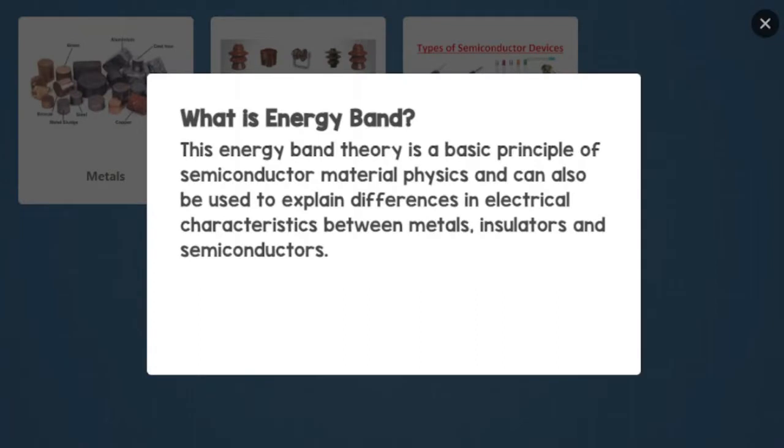What is energy band theory? This energy band theory is a basic principle of semiconductor material physics and can also be used to explain differences in electrical characteristics between metals, insulators, and semiconductors.